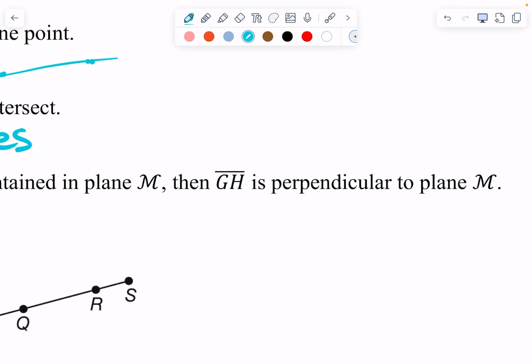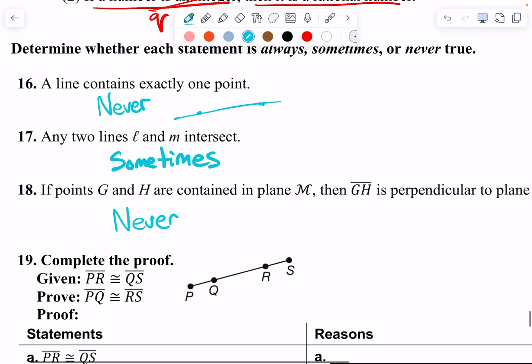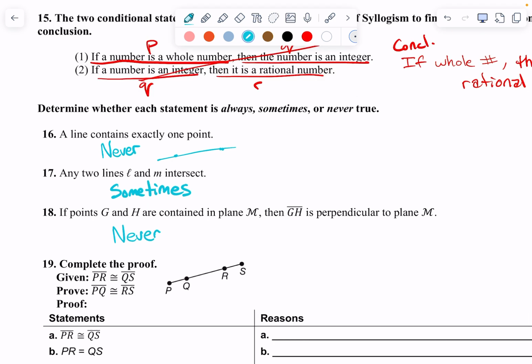What's perpendicular to a plane mean? Like sticking out of the plane. If those 2 dots are in there, will the line be perpendicular? No. Always, sometimes, never. Like that's not going to work. It can't just pop out of the plane. It would be on top of the plane. There's no way it can stick out of there. Okay, good? All right, are we ready for proofs?